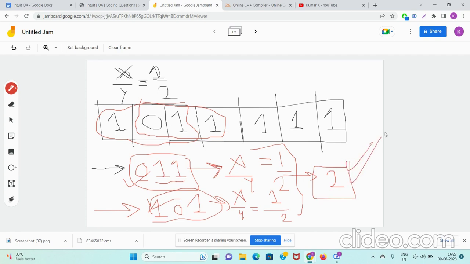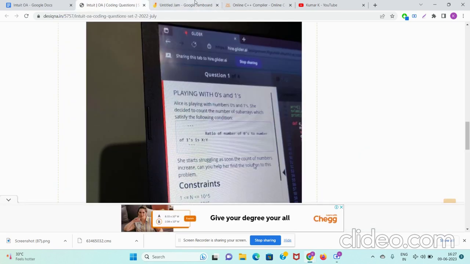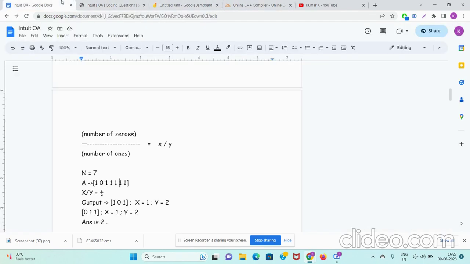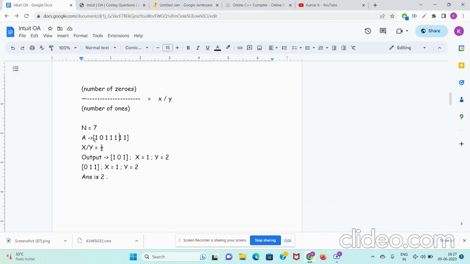Okay, guys, in total there are two valid subarrays. Similarly, we wrote in our case also that for n equal to 7, this is our array and x by y is 1 by 2. This is one valid subarray. Okay, x is 1, y is 2. And this is one valid subarray. So how many valid subarrays are there? Two valid subarrays. This and this. So the answer is 2.